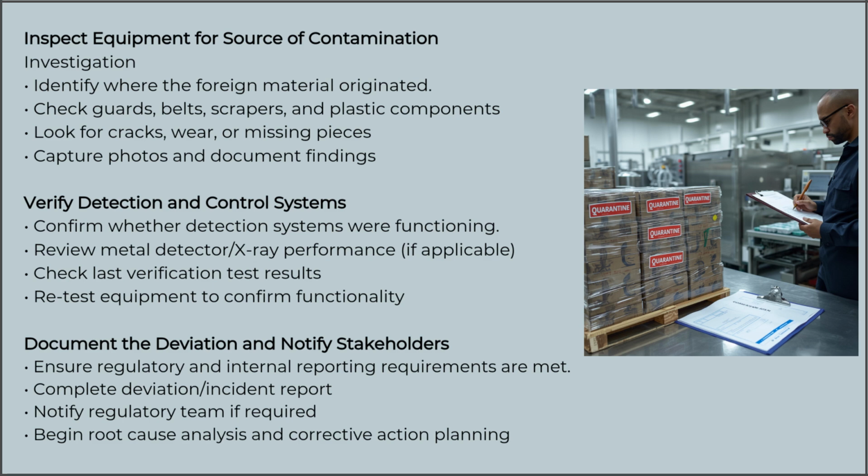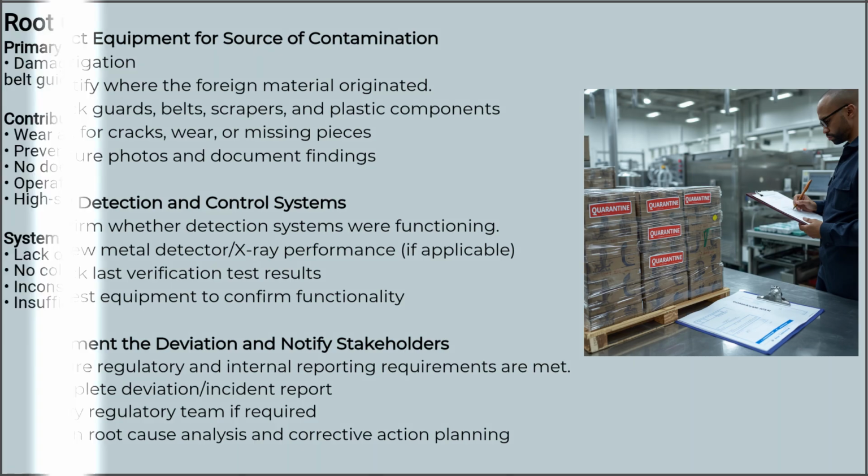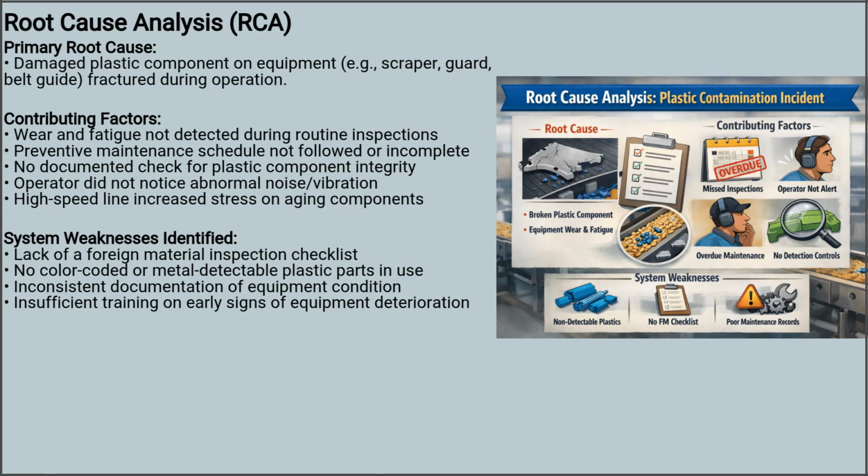Detection systems, such as metal detectors or X-ray units, are verified to ensure they were functioning correctly. All findings are documented, stakeholders are notified, and the incident moves into root cause analysis. These immediate actions are essential to protect consumers and maintain food safety compliance. Let's analyze the root cause analysis for the plastic contamination incident.